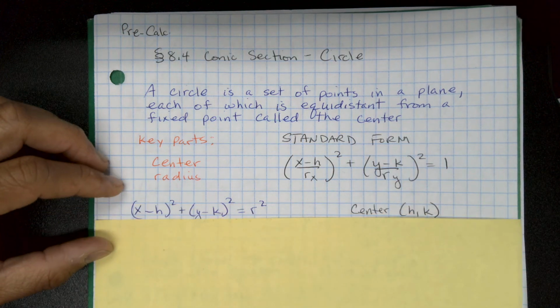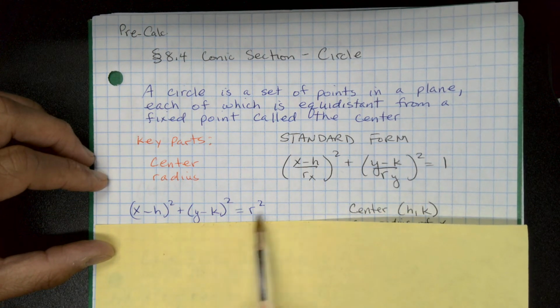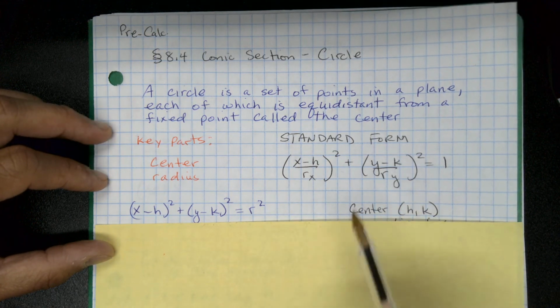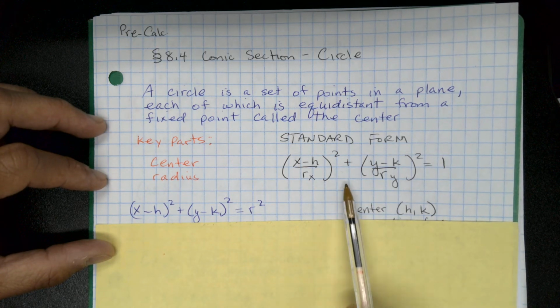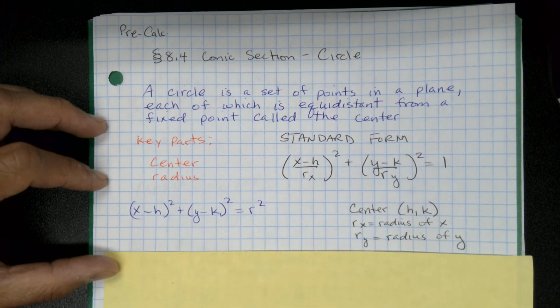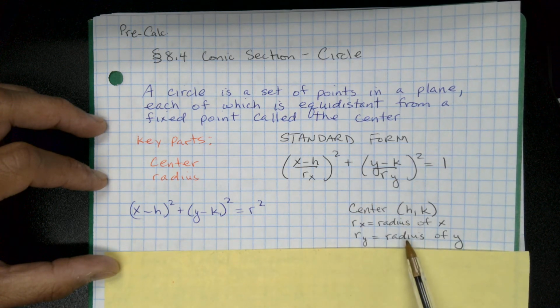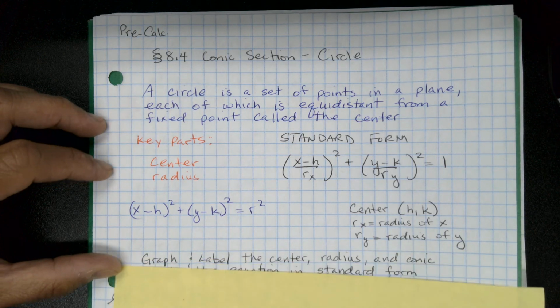In some textbooks, you'll see it like this. Where h and k is the center, this number squared is the radius. I want it like this on your homework and on your quizzes because we've been writing this standard form with ellipses and hyperbolas. Again, when you take h and k out of the parentheses, it's the opposite number. r sub x is the radius of x, r sub y is the radius of y.